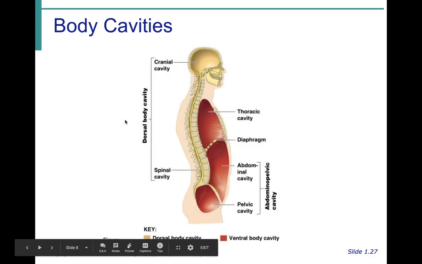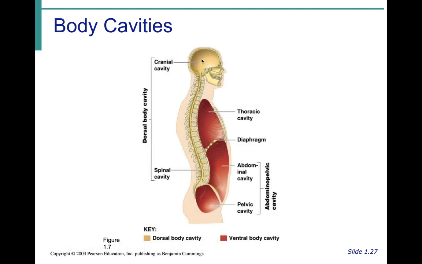Body cavities. Cranial cavity is the head. So you're going to have dorsal body cavity and ventral body cavity. The ventral body cavities are on the front. The dorsal body cavities are going to be on the back. The dorsal consists mostly of what you consider to be the brain and the spinal cord. So the dorsal body cavity contains your cranial cavity and your spinal cavity.